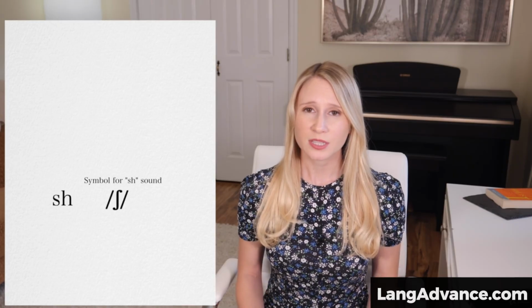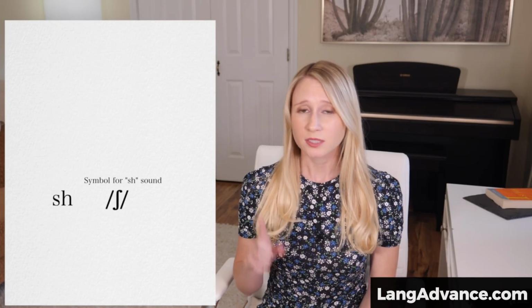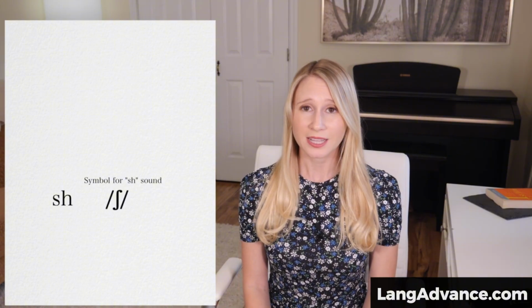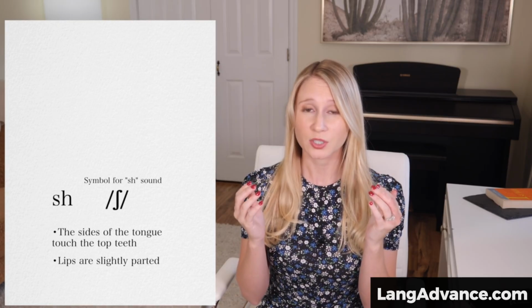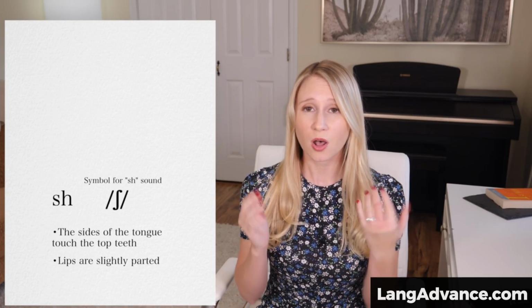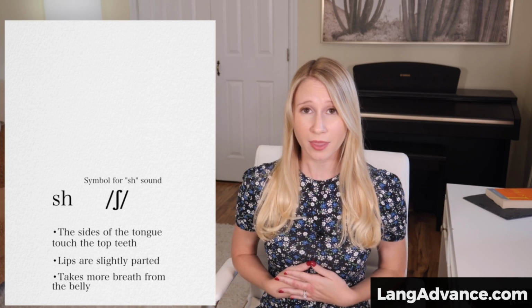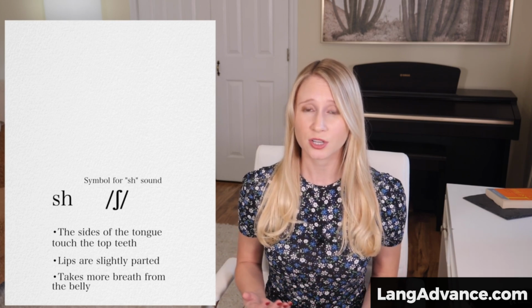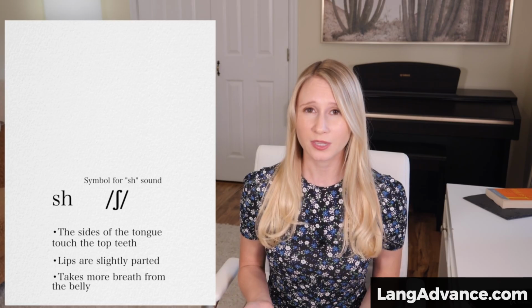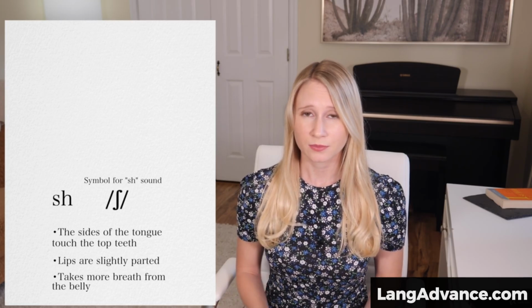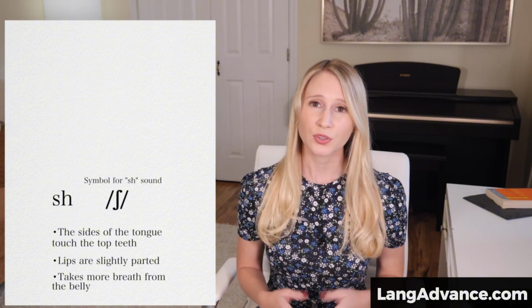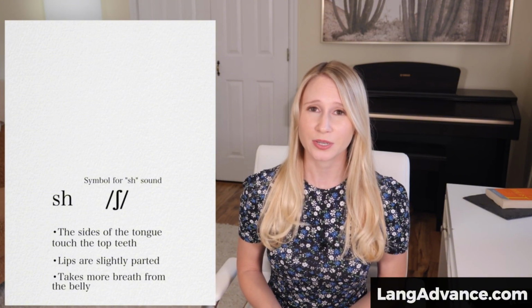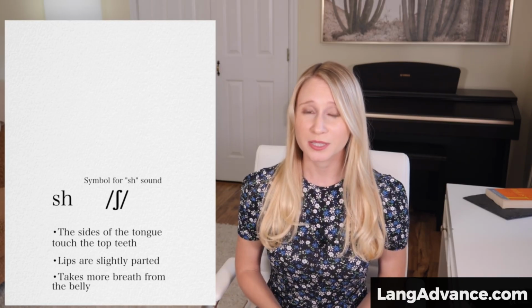Ch, sh. The difference with the sound sh is that the tongue does not touch the roof of the mouth. Instead, the sides of the tongue touch the top teeth and your lips are slightly parted. You'll also notice that it takes more breath from the belly to pronounce the sh sound. So you should be able to hold this sound for a few seconds. You may hear a teacher tell her student, shh, which means to be quiet.